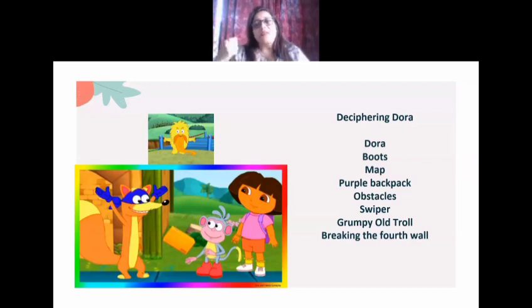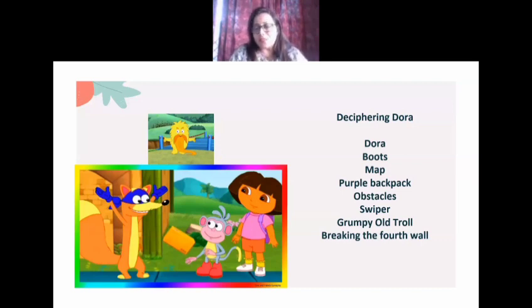And she will carry her purple backpack everywhere. That is her research inventory, whatever skills she is acquiring as she's learning. All that is in her purple backpack, and she's walking around with her more and more developed research skills. But she comes across a lot of obstacles.